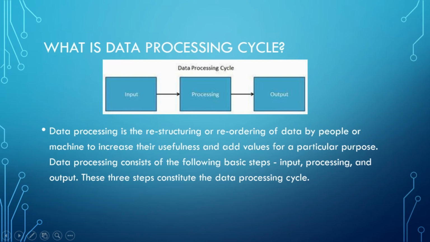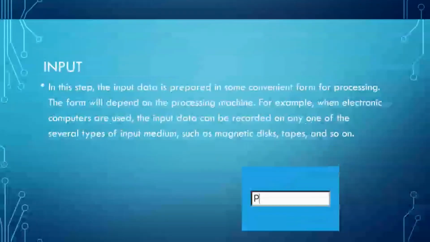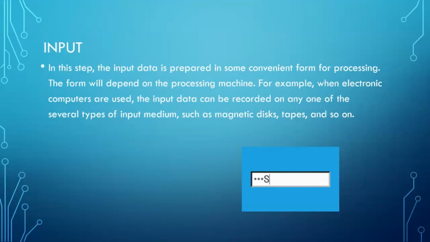Okay, so first is input. In this step, the input data is prepared in some convenient form for processing. The form will depend on the processing machine. For example, when electronic computers are used, the input data can be recorded on any one of several types of input mediums such as magnetic disks, tapes, and so on.